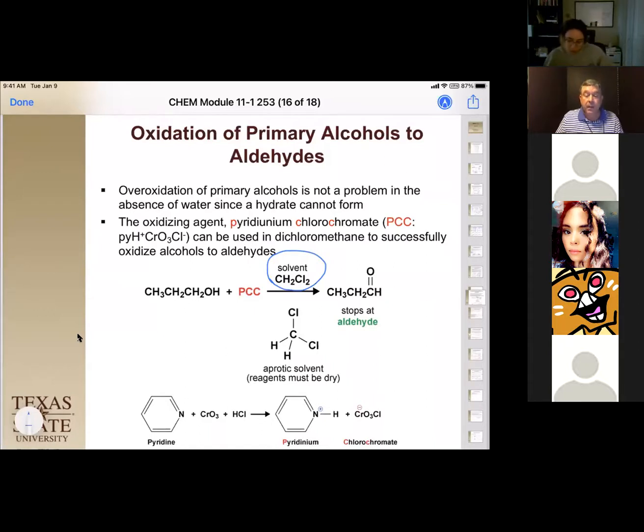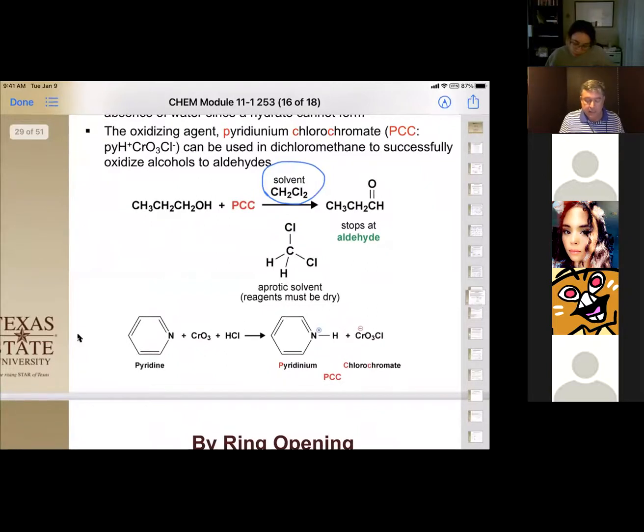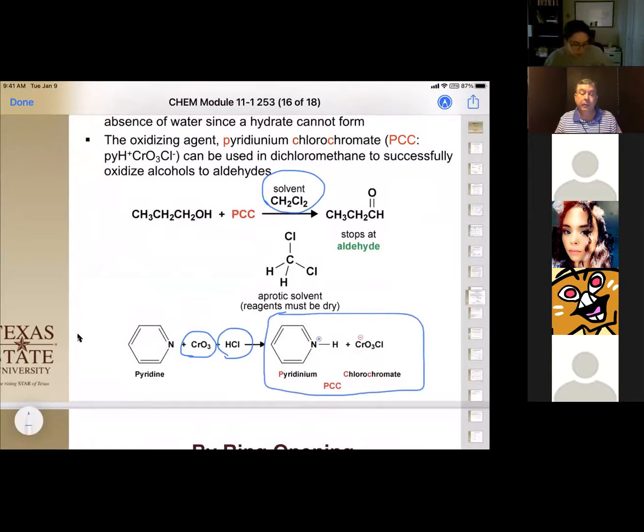So how do we make our reagent first? We take pyridine right here, and then we take chromium oxide, not chromic acid, chromium oxide, and HCl, and it creates this salt called pyridinium chlorochromate, or PCC. PCC is typically used in this solvent here, so you'll see PCC and methylene chloride or dichloromethane. And when you see that, you know that your primary alcohol is going to stop at your aldehyde because it's in the absence of water.